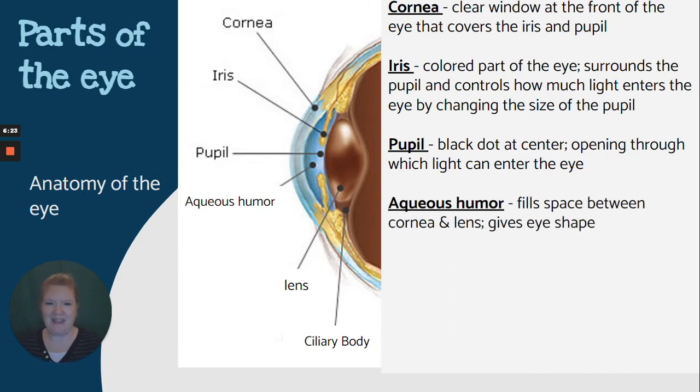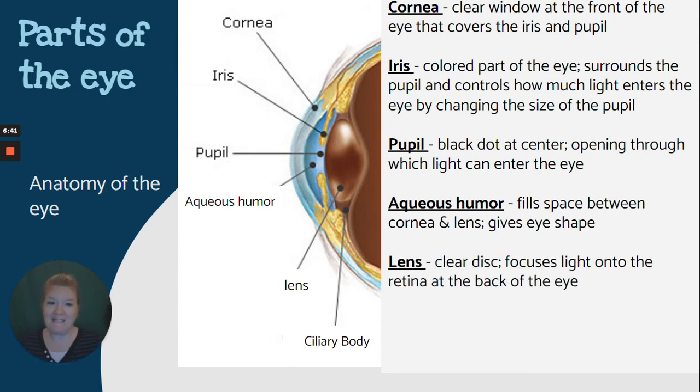Okay, then we have the aqueous humor, and that is some liquid that fills the space between the cornea and the lens. It helps to give eyes their shape, and also helps with some of the nutrients that the eyes need.